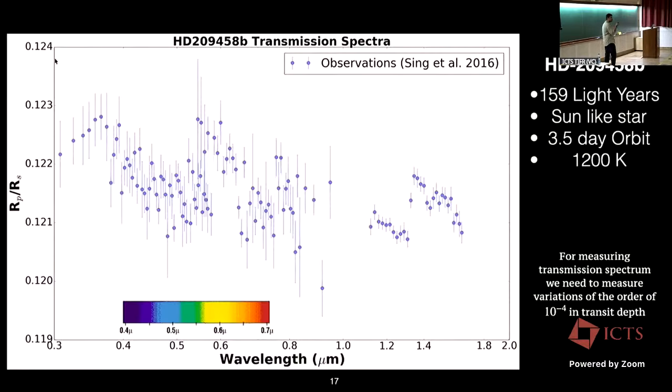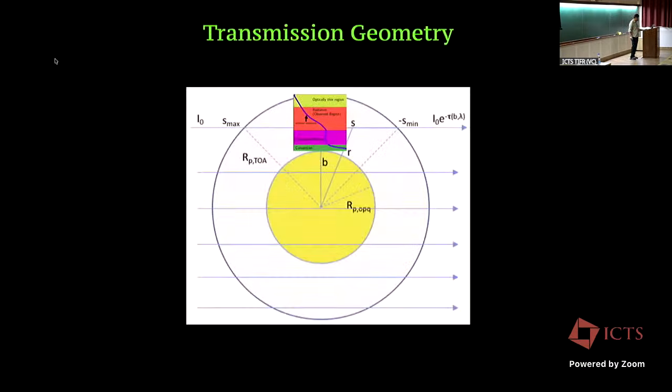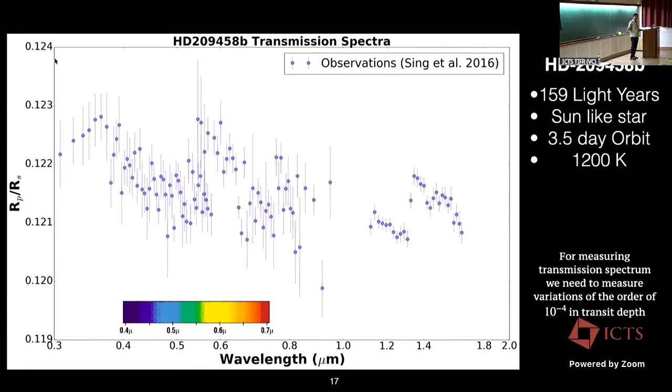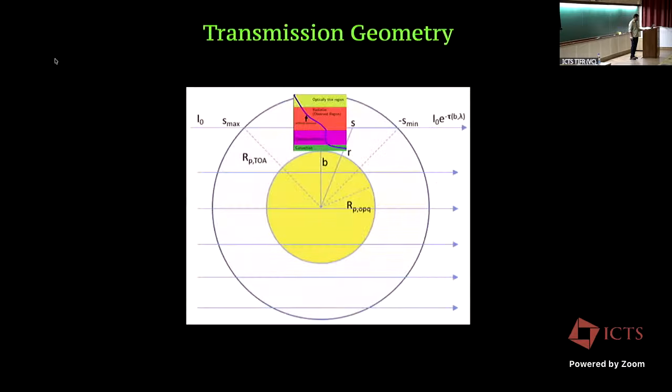To measure such small variations using a telescope, you need very high SNR. That is why transmission spectroscopy is so challenging. Okay, so here I have just shown you the observations, how the real observations look. Now I'll start going into the depth of how we develop and use models to interpret these observations.